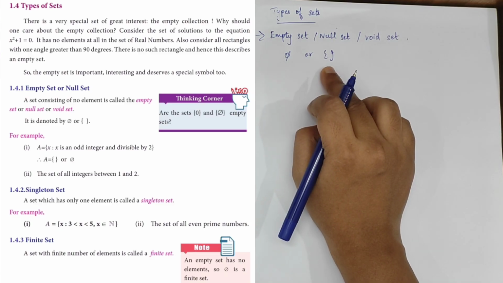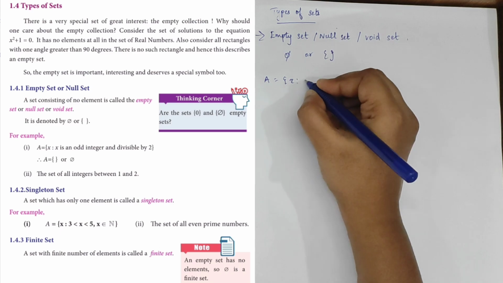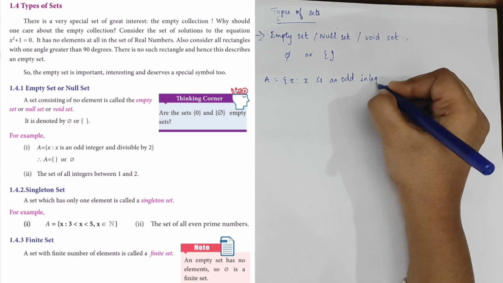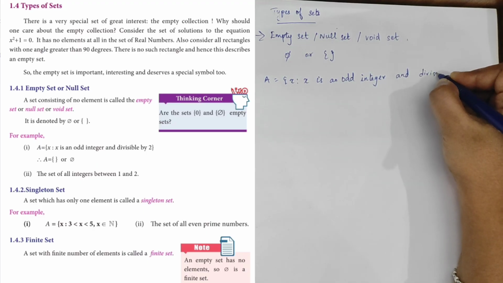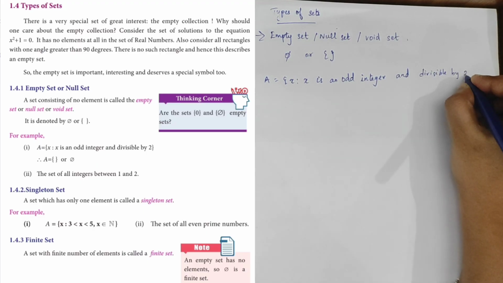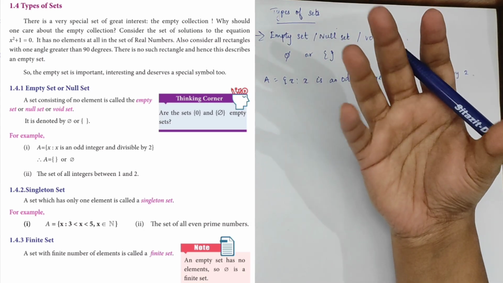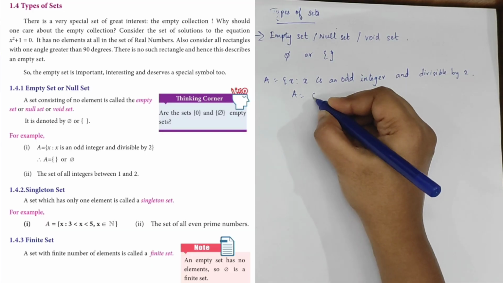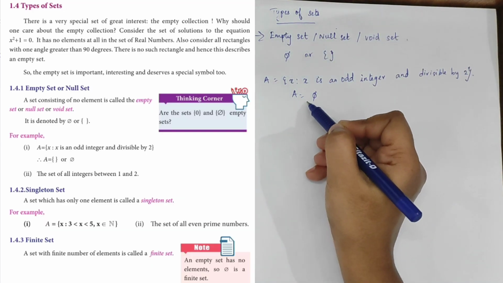Okay, so let's see the example. If A is equal to {x such that x is an odd integer and divisible by 2}. So an odd number divisible by 2, there is nothing like that. No odd number is divisible by 2. So A is equal to the null set. Understood? It is not at all possible. So we said that A is equal to the null set.